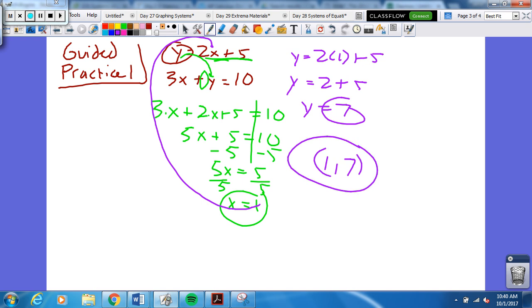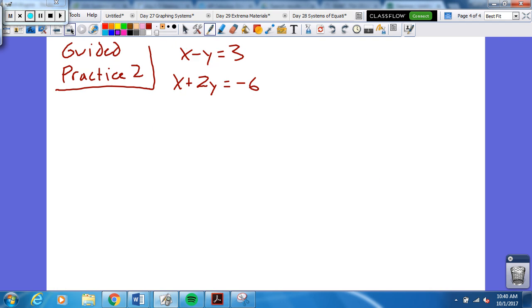Do you want to try another one? A little bit more challenging? Yeah, I think you do. Here you go, guided practice number 2. Copy that down on the bottom of page 436. Press pause. See if you can get this one on your own. This is just like the example 2 we just did. Ready, set, pause. All right, cool. Welcome back.